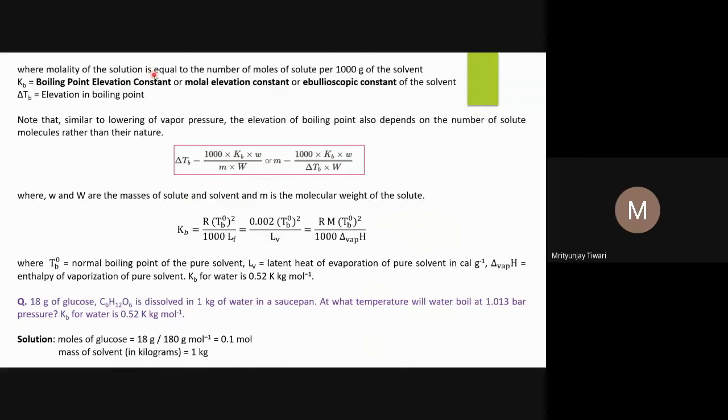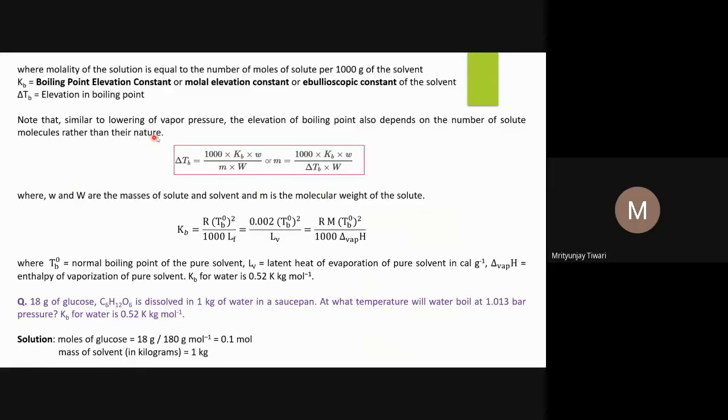Here molality of the solution is the number of moles of solute per 1000 gram of the solvent. Kb is the boiling point elevation constant, or molal elevation constant, because it has its relation with molality, or the ebullioscopic constant. Ebullioscopic constant is also the term used parallelly for the boiling point elevation constant, and delta TB is the elevation in the boiling point.